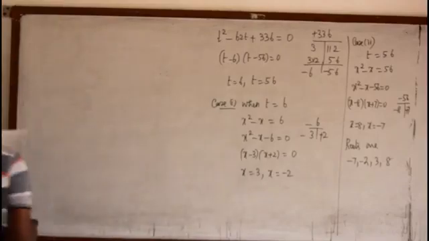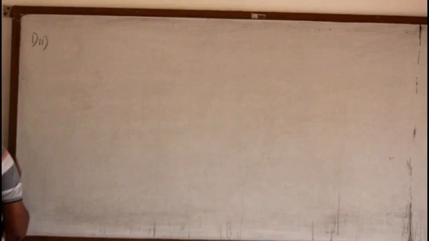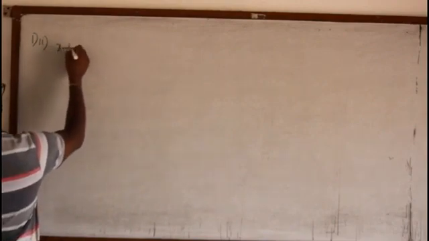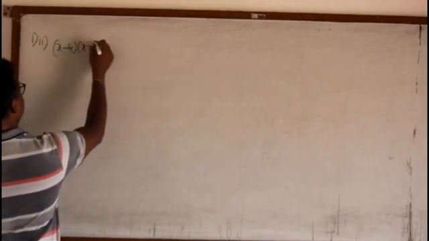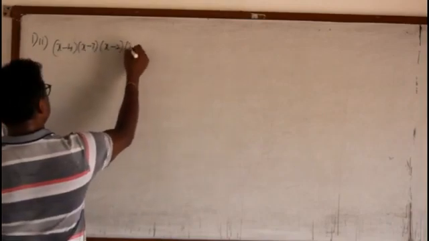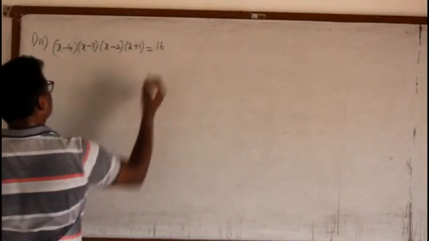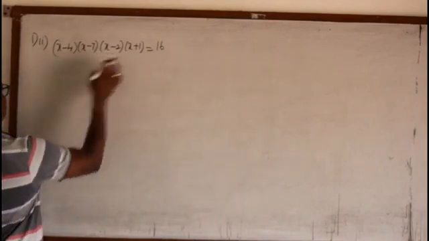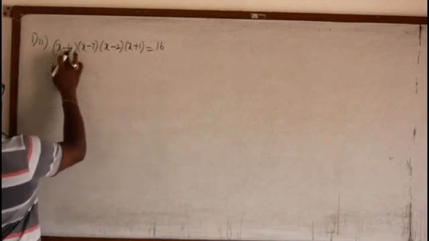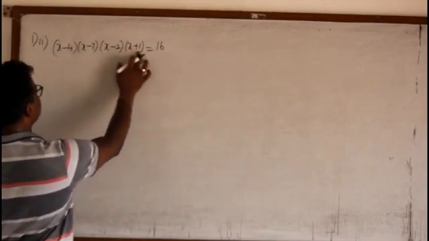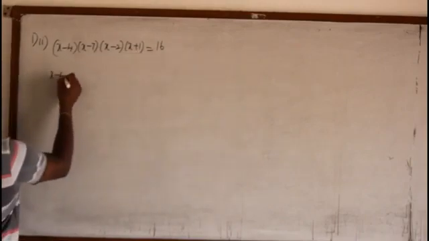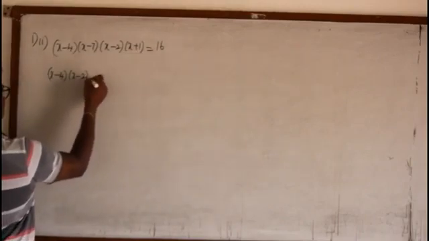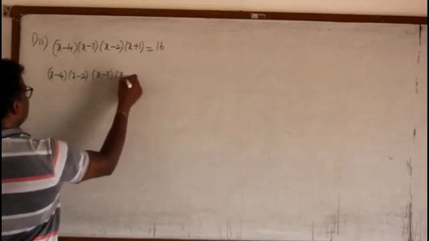Now, under 1, second problem. (x minus 4)(x minus 7)(x minus 2)(x plus 1) equal to 16. Minus 4 minus 7 is minus 11, so no connection. Suppose if I take alternate terms, minus 4 minus 2 is minus 6, minus 7 plus 1 is minus 6. So I can combine x minus 4 and x minus 2, x minus 7 and x plus 1.